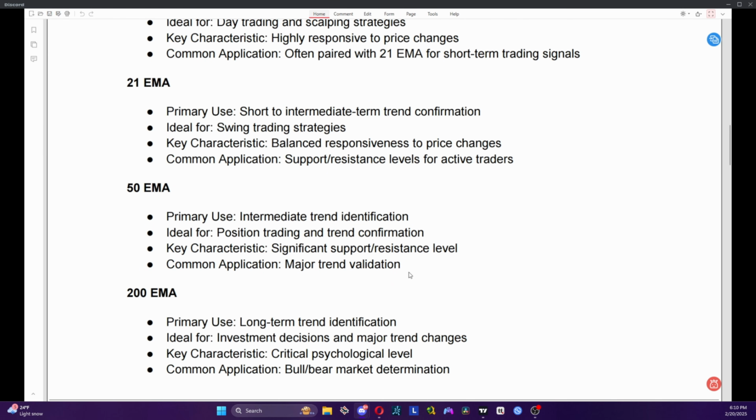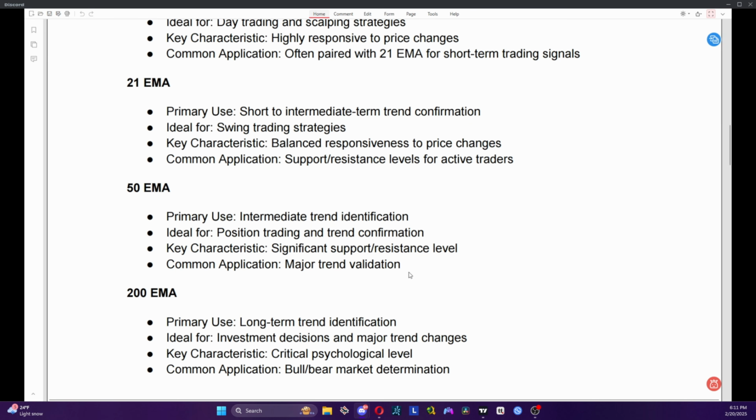The 50 EMA, which for me is the most important of them all, is primarily used for intermediate trend identification. Okay? This EMA, for me, is the best EMA to confirm trend. Normally, when price action breaks below the 50, you have a directional shift of the market. Think of it as a pivot point, right?